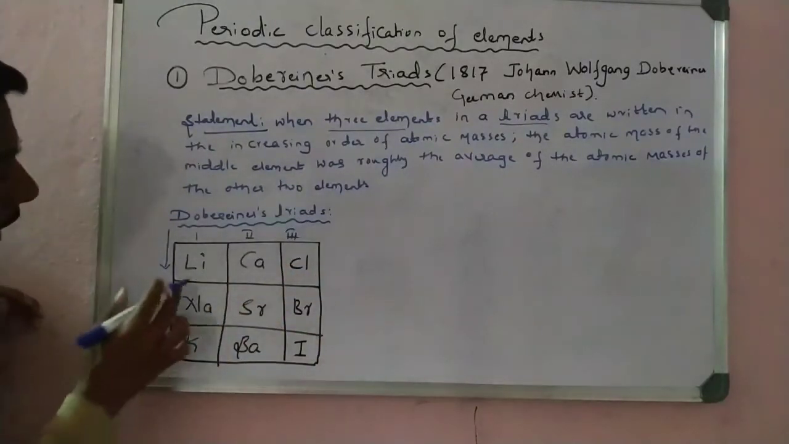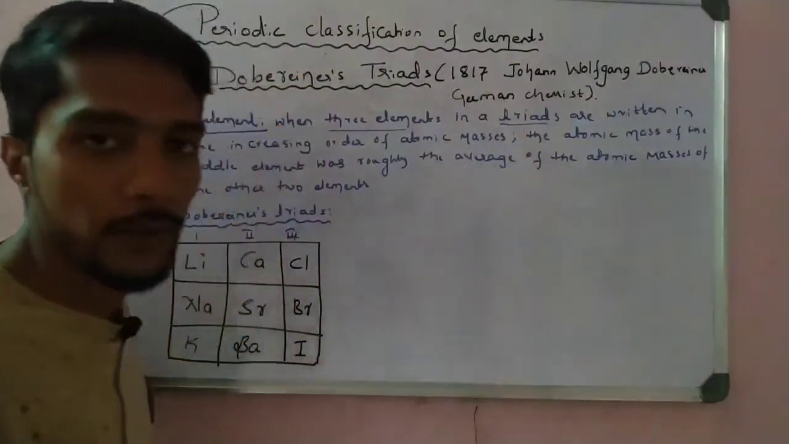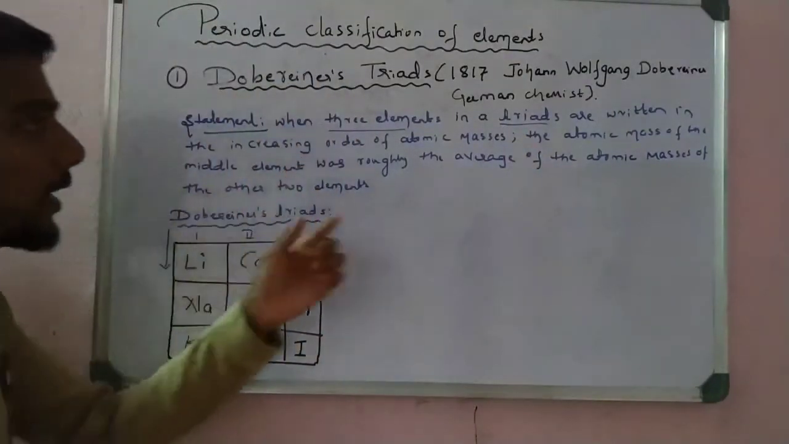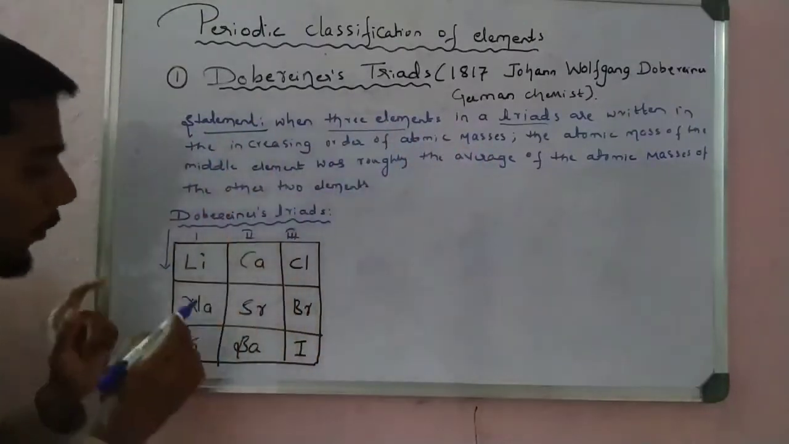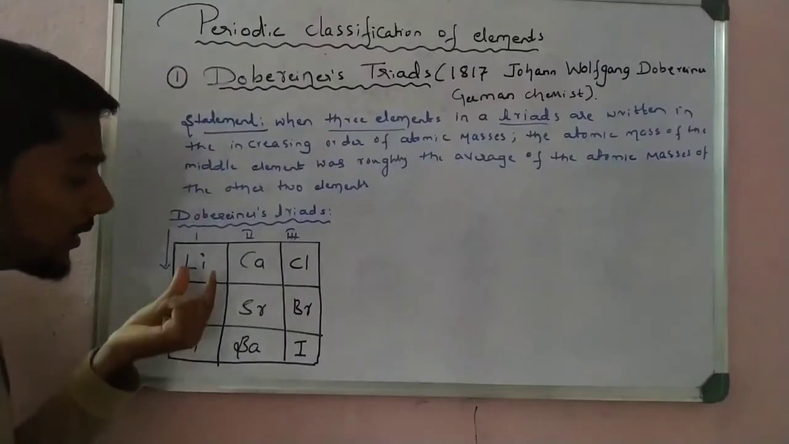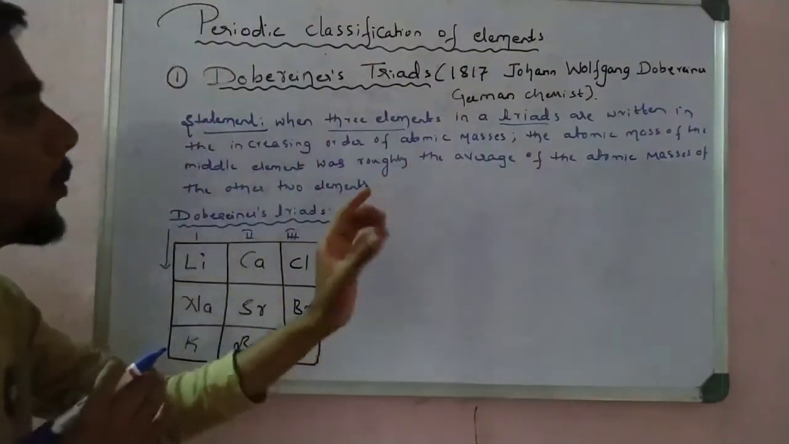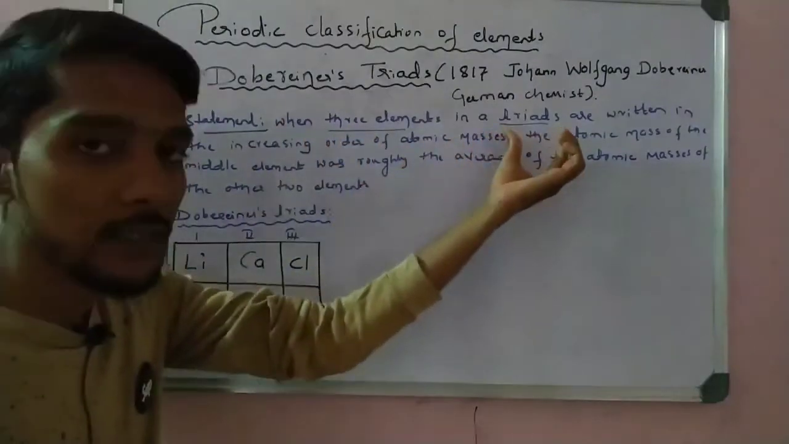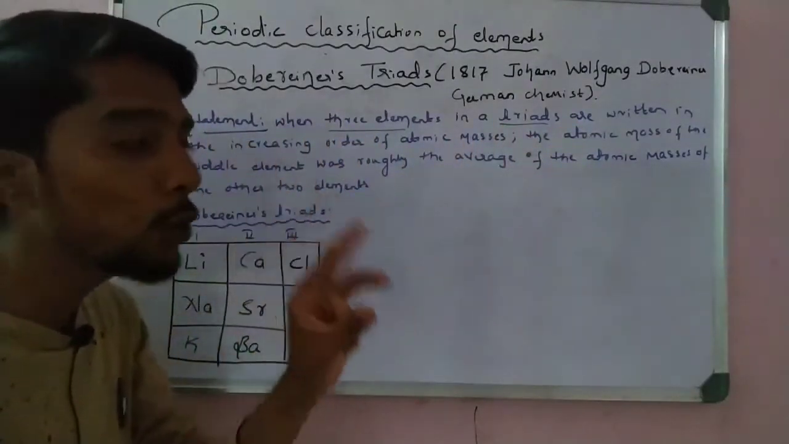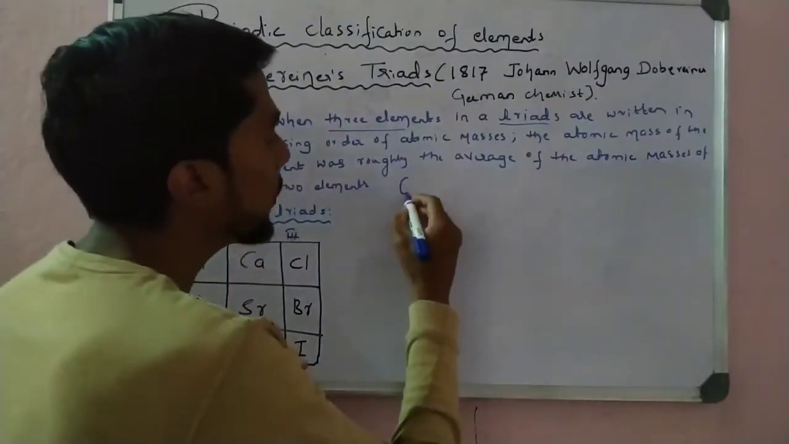So this one group is called a triad. So he took triads. In one triad, that is one group, he took three elements. How he took three elements, the next principle explains. So the first point you have to remember: Dobereiner made triads, which are nothing but groups, and each group has three elements, right? Remember, triads are nothing but groups.